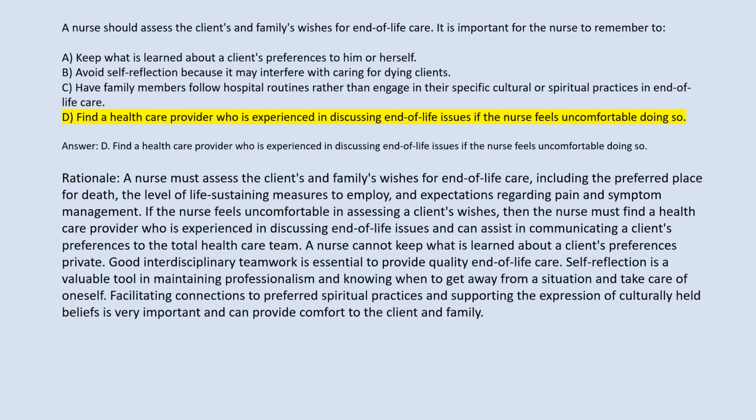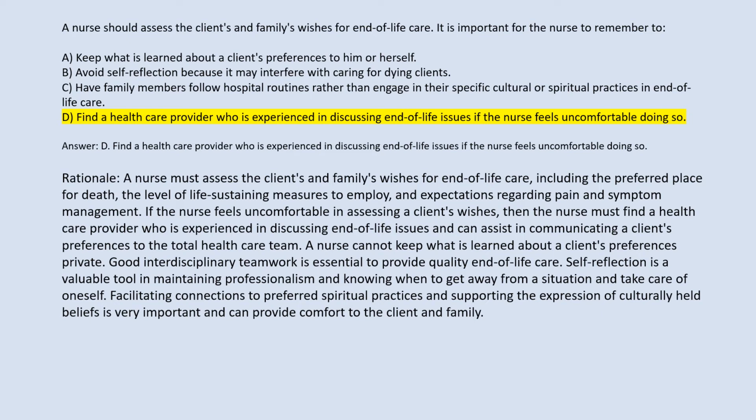Answer. D. Find a healthcare provider who is experienced in discussing end-of-life issues if the nurse feels uncomfortable doing so. Rationale. A nurse must assess the client's and family's wishes for end-of-life care, including the preferred place for death, the level of life-sustaining measures to employ, and expectations regarding pain and symptom management.